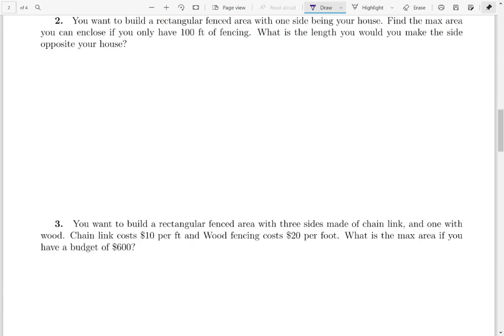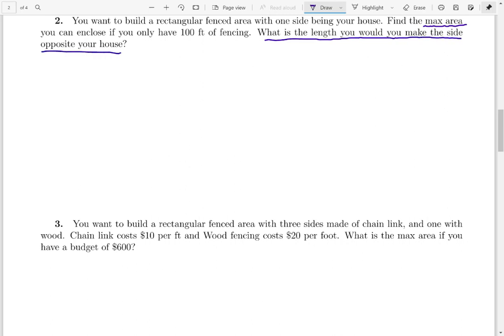Alright, let's try another. You want to build a rectangular fenced area with one side being your house, and you want to find the max area you can enclose if you only have 100 feet of fencing. Then we also want to know what is the length you would make the side opposite your house. Alright, so really we're going to find two things. What is the maximum area? And what is the length of the side opposite your house?